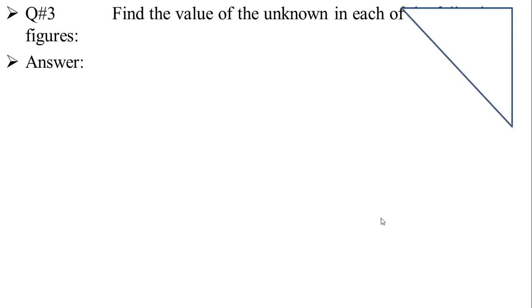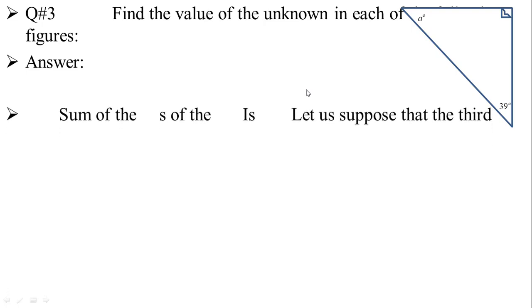In the first figure, we can see that the first angle is a right angle, another angle is 39 degrees, and the unknown angle is a degrees. In this part, we can find the unknown angle a. So, we know that the sum of the angles of a triangle is 180 degrees. Let us suppose that the third angle is a degrees.